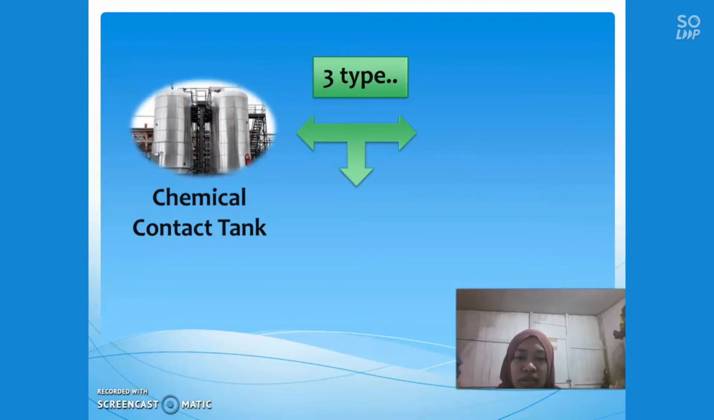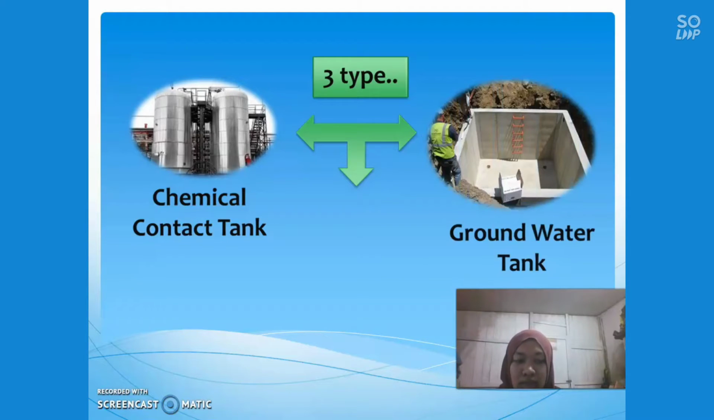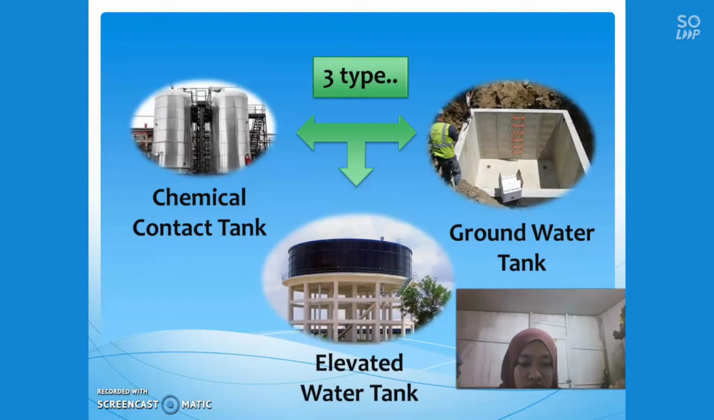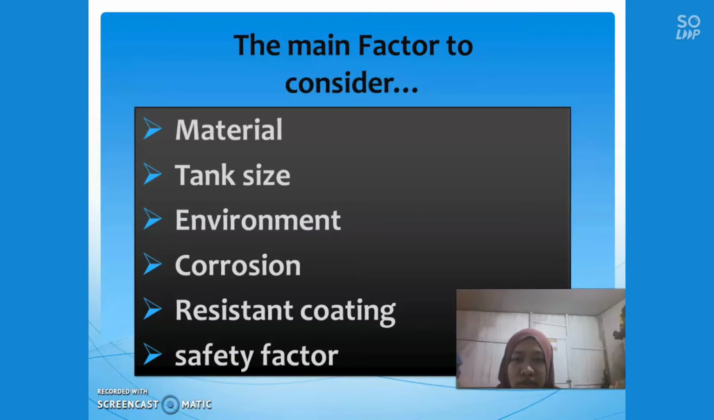There are three types of water tank design. The first is the chemical contact tank, which allows for retention time for chemicals to contact and treat the product water. Second, the groundwater tank, made from steel, which may receive water from a well or surface to allow large volumes of water during peak demand cycles. Third is the elevated water tank, also known as a water tower or vertical cylinder, holding from 200 liters to several million liters. The main factors to consider are material, tensile strength, environment, corrosion, resistant coating, and safety factor.